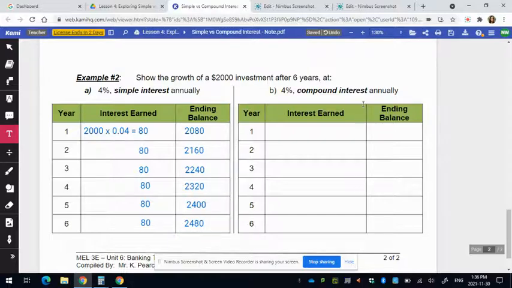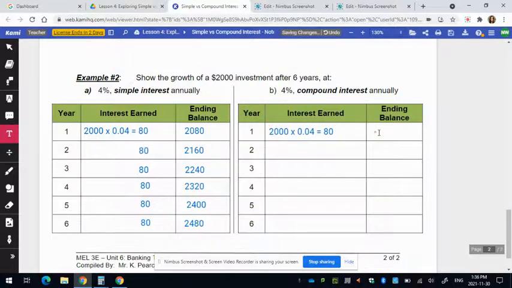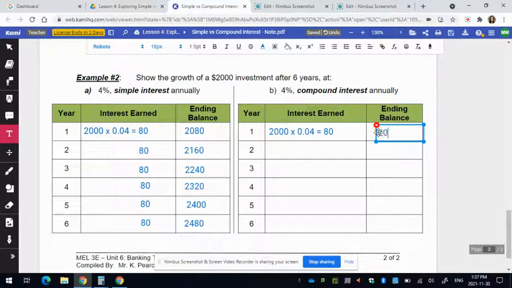So now compound interest. So this will be a little bit more work. The starting will be the same. So we still start with our 2,000 and we multiply that by 0.04. And we get that same 80 for the first year. So we know that our ending balance at the end of the first year will be the same.